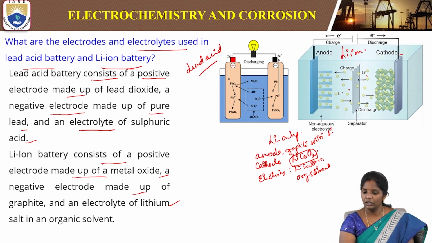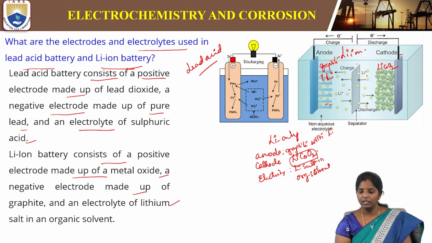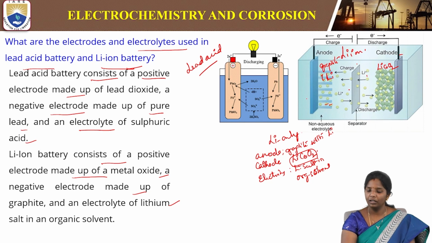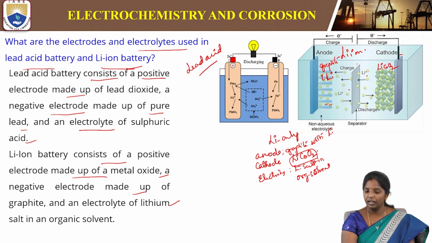If you see here, this is the lithium cobalt oxide and this is the graphite with lithium. These yellow ones are the lithium. This works only by shuffling the lithium from the anode to cathode and cathode to anode through a separator. And the role of this separator, like lithium ions, is very important here. And the electrolyte used is lithium salt in organic solvent.